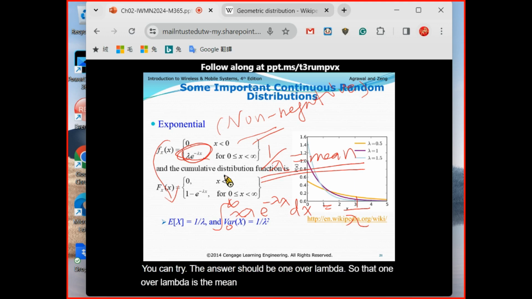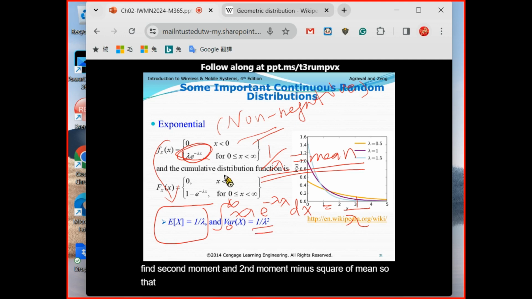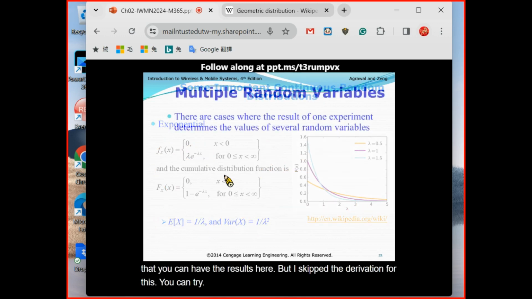Look at this one, and you can check it further. How about variance? For variance, you can find the second moment, and the second moment minus the square of the mean gives the result here. But I skip the derivation for this. You can try exponential.